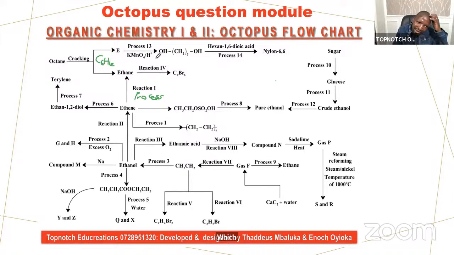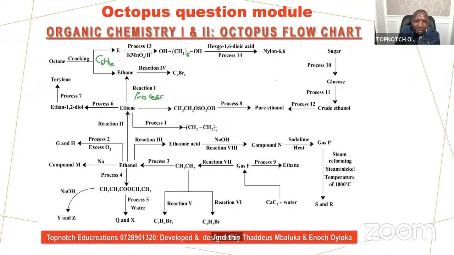So the hexene, once it is oxidized, don't bother about this one. This one, when it's oxidized, this is a mistake here. This one is CH2, 6. And this will be hexane-1,6-diol. But that one cannot be tested like that. We are just going to give you the final answer.